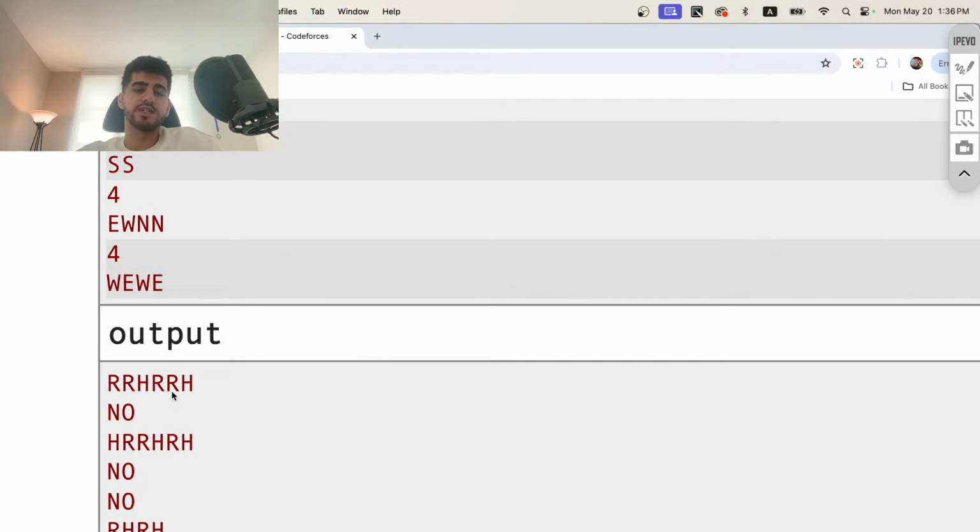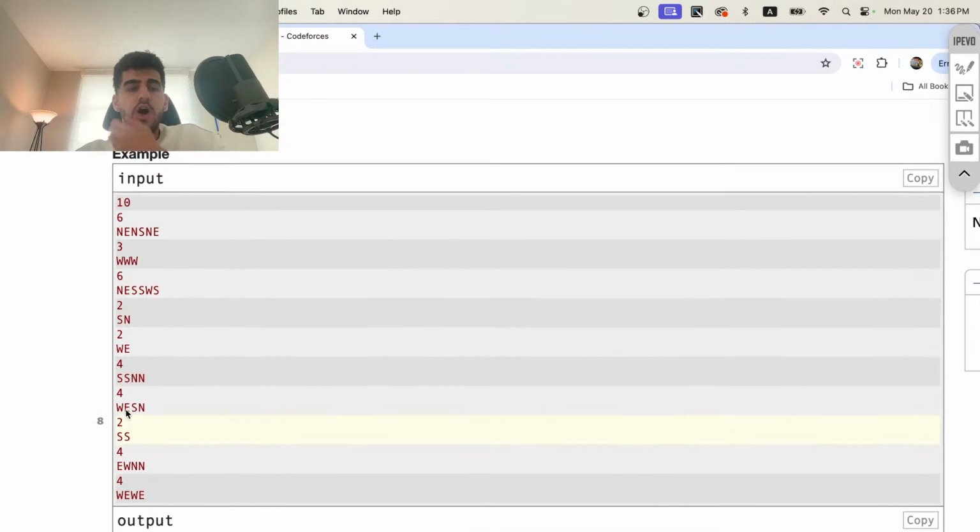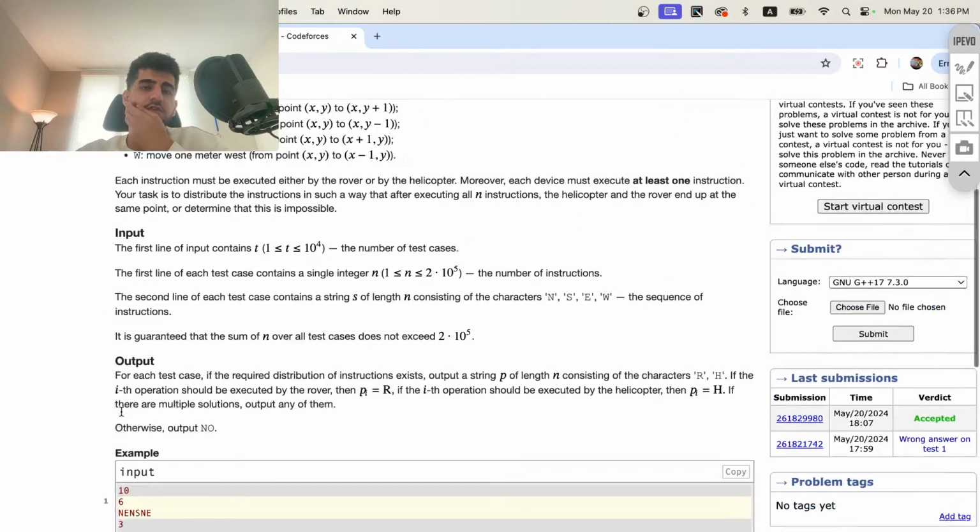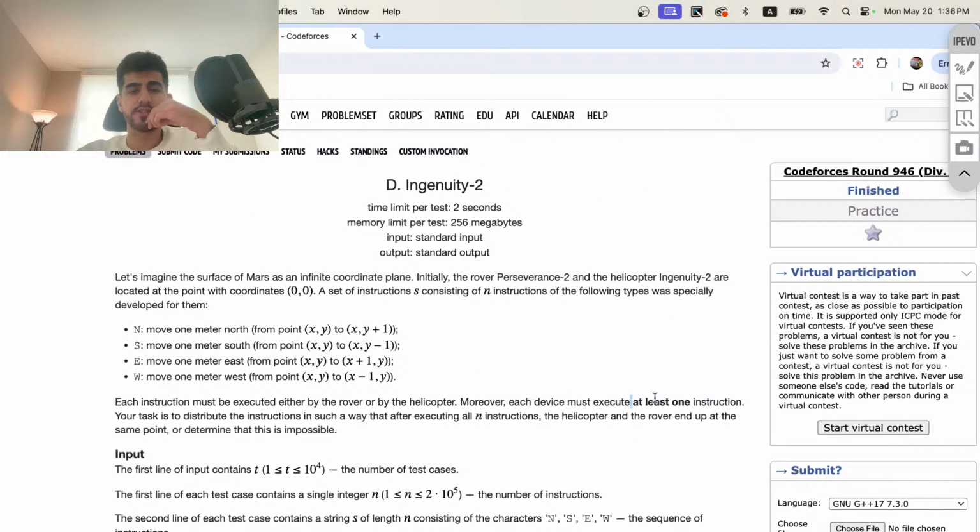Okay, for the second case. Otherwise, if we forget about this condition for a second, we have a condition that each device must execute at least one instruction, so both of them should move at least once. Let's forget about this condition for a second, and let's solve the problem without it. Assume that they can have no moves at all, no instructions at all.